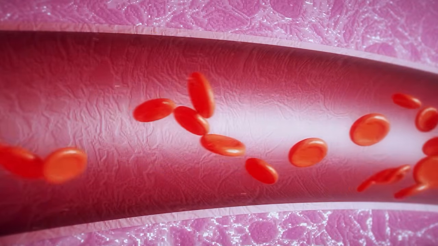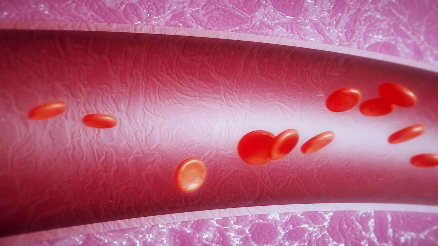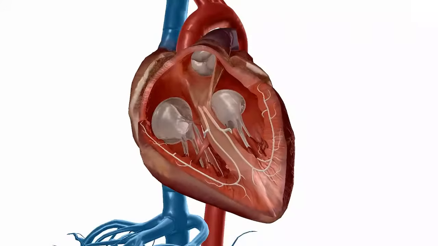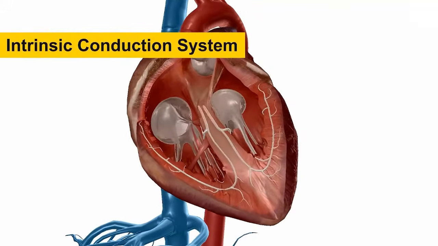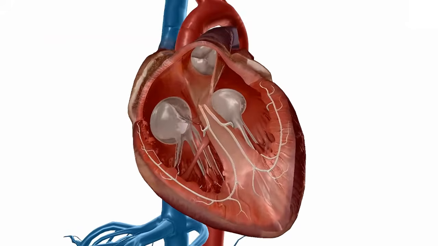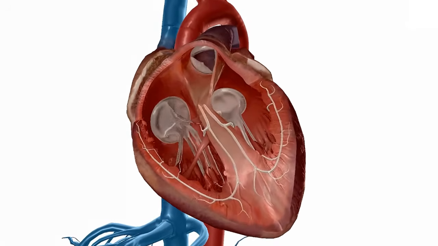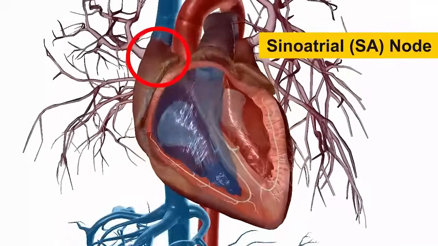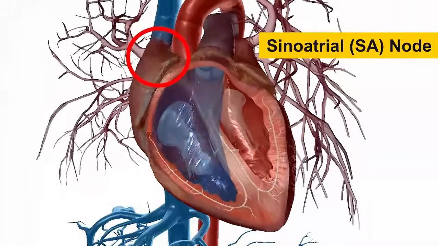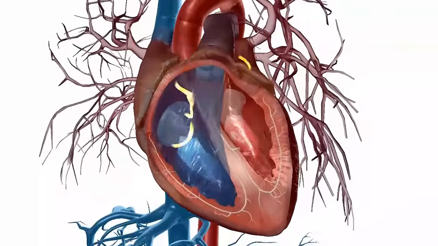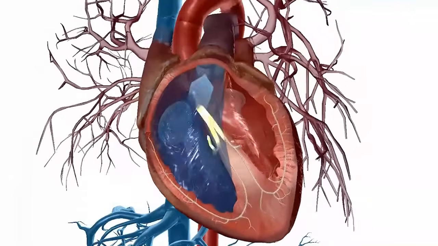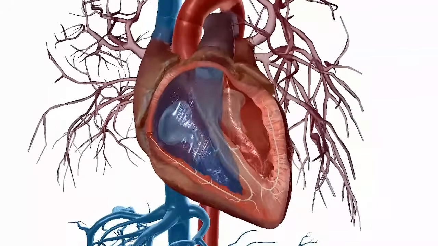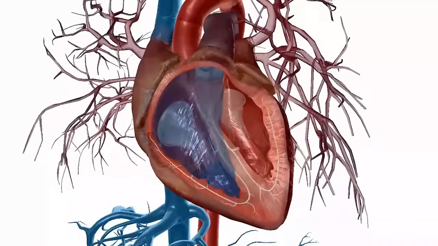If this supply is interrupted, even briefly, as in a heart attack, cardiac cells begin to die rapidly. Another fascinating feature is the heart's intrinsic conduction system. The heartbeat is controlled by specialized cardiac cells, not the brain. The sinoatrial (SA) node, located in the right atrium, acts as the heart's natural pacemaker. It generates electrical impulses that spread across the heart muscle, causing it to contract in a coordinated manner.